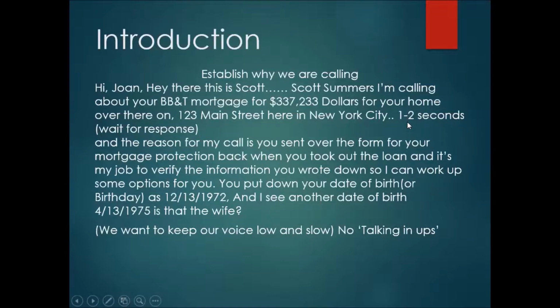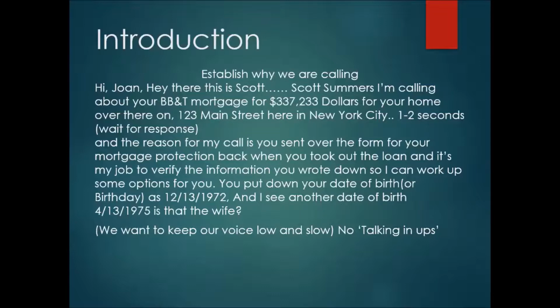So a couple quick notes here is you want to pause for a couple seconds after saying the city they live in. You want to give them time to make a response. So the way this is going to flow, calling about the BB&T mortgage for $337,233 for your home over there on 123 Main Street here in New York City. Yeah, what about it? And the reason for my call is you had sent over the form for your mortgage protection. Okay, that's one note.